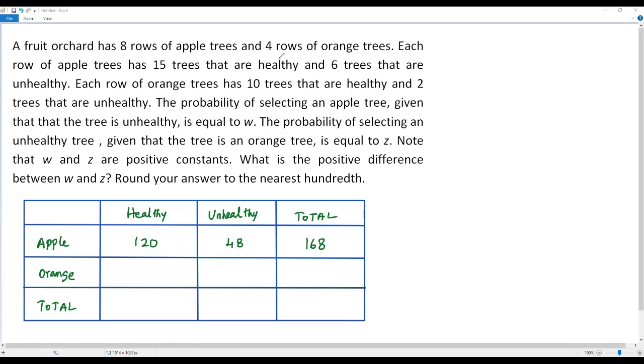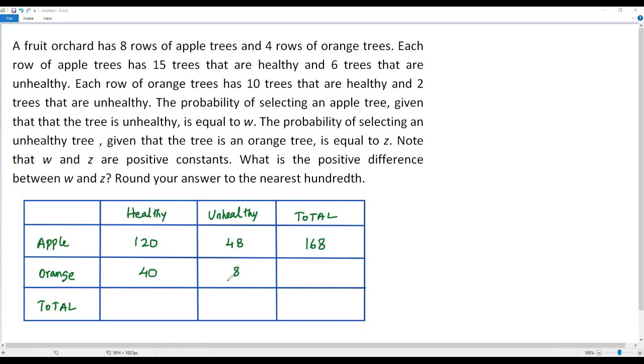Okay, now let's consider the other information. There are 4 rows of orange trees and each row has 10 healthy trees and 2 unhealthy trees. Now to get the number of healthy orange trees, we have to multiply the number of healthy trees in each row by the number of rows. 10 times 4 is 40. There are 40 healthy orange trees. Now to get the number of unhealthy orange trees, we have to multiply the number of unhealthy trees in each row by the number of rows. That is 2 times 4 is 8.